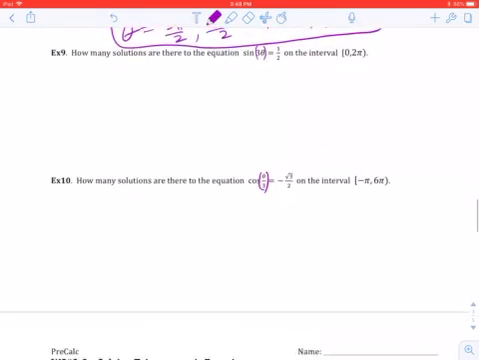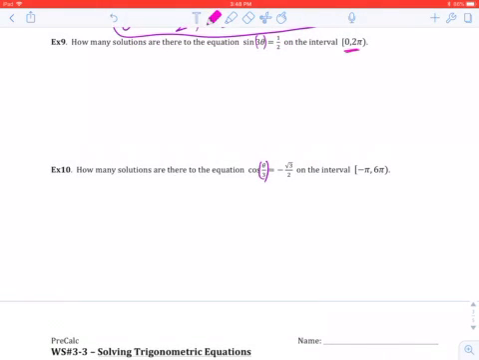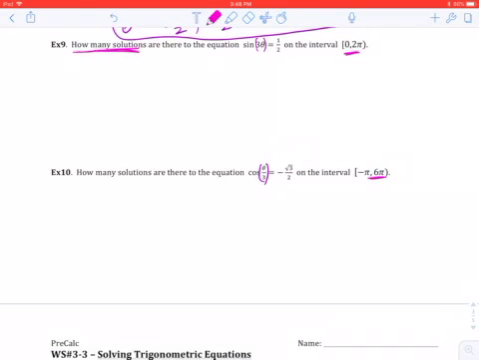Okay, now 9 and 10 are a little bit different. We are giving you a domain restriction, and then we're asking how many solutions you will have. So how many solutions are there to the equation sine of 3 theta equals 1/2 on the interval from 0 to 2 pi? So you have two ways you can approach this.